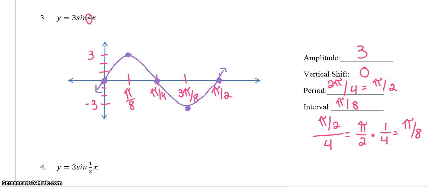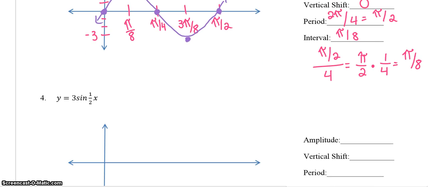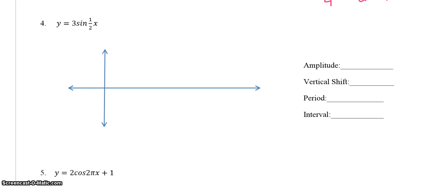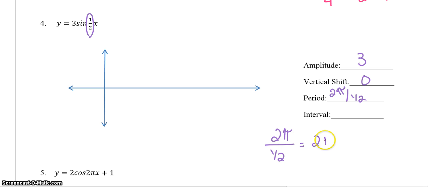Alright, so let's take a look at number 4. So for number 4, we have a number in front of our sine, so that tells us that the amplitude is 3. There's still no number being added or subtracted, so a vertical shift of 0. To find the period, we do 2 pi over b. b here is 1/2. So remember, we've got a fraction involved, so let's do 2 pi over 1/2. That would be the same thing as 2 pi times 2 over 1. So that's going to give us 4 pi.